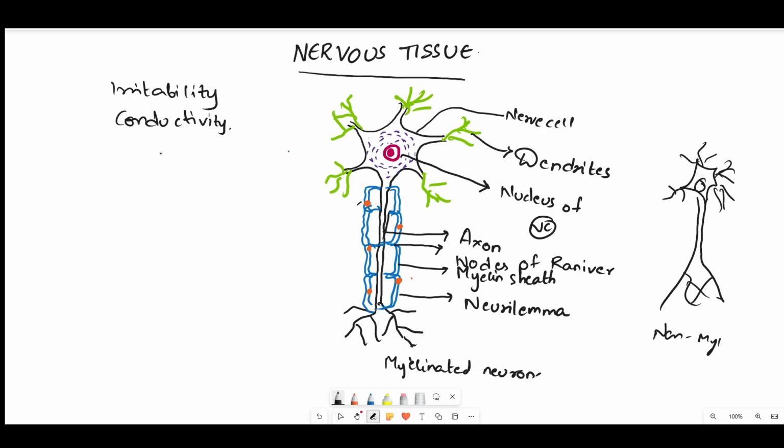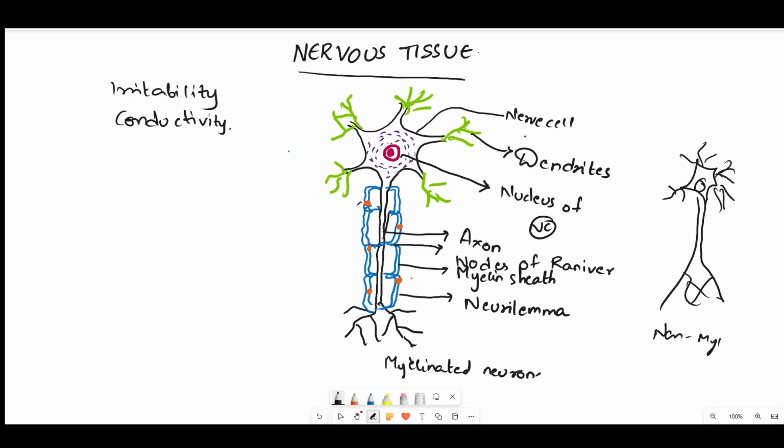And next, the neurons are the unit structures of the nervous tissue. These neurons, along with the connective tissue, are called the neuroglia. Now let us discuss each part in detail.